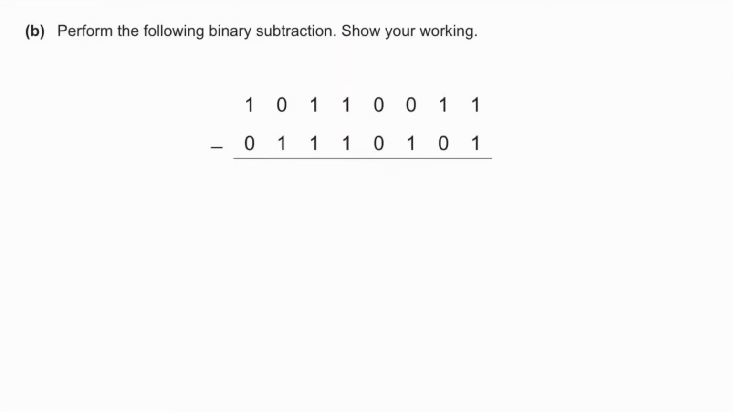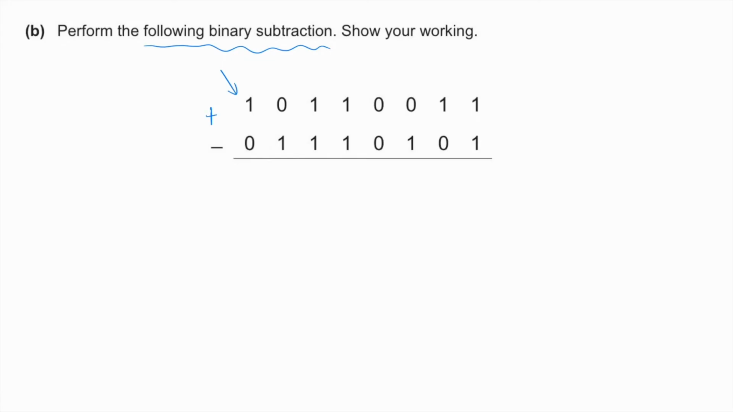Okay, so now we have a slightly different problem. Perform the following binary subtraction. Right here, we basically have a positive binary integer, and we have a negative number. We could do some carrying over, there's a weird way to do this, but what would be easier is if we could just add this top number to a positive number below.